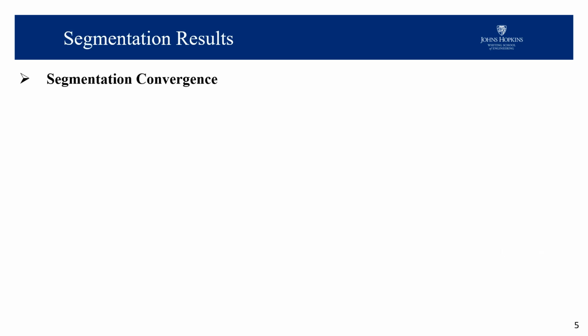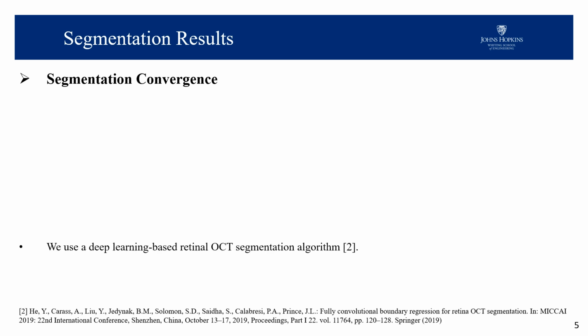After analyzing the denoising performance of the recurrent cell fusion algorithm, we analyze its impact on the downstream segmentation task. To perform segmentation on retinal OCT images, we use a deep learning-based retinal OCT segmentation algorithm. The network was trained on 394 specialist and 321 series OCT volumes.